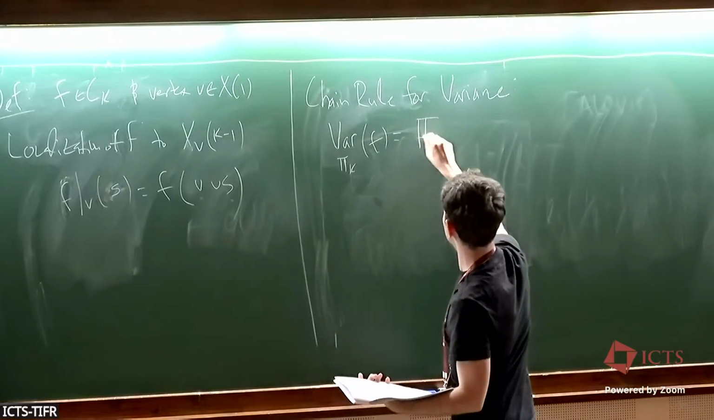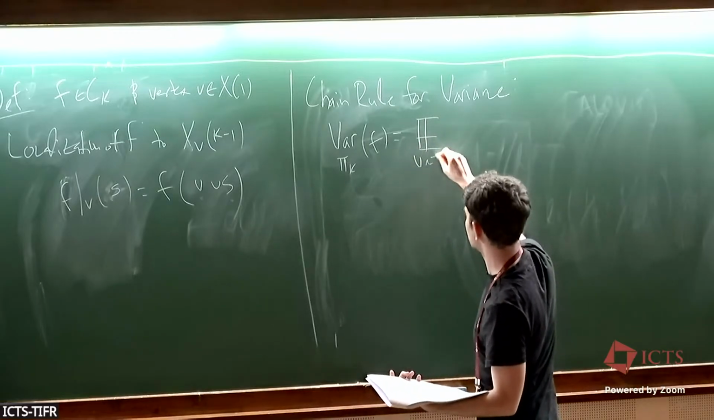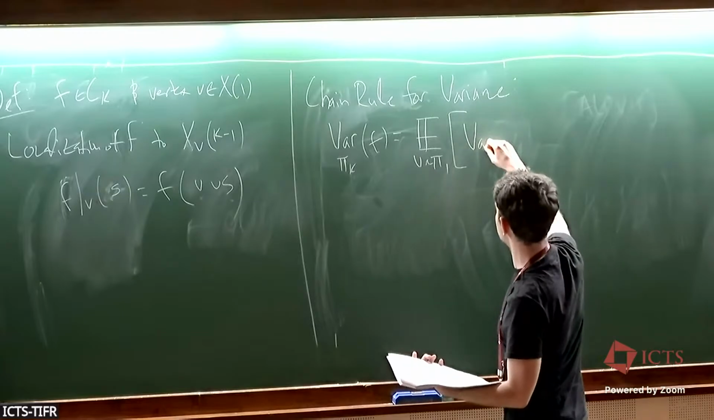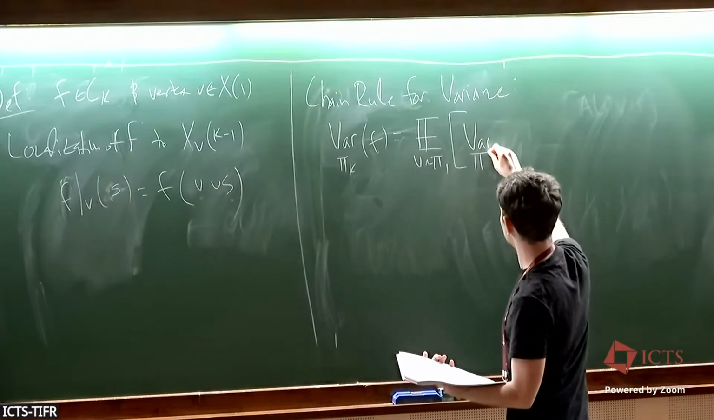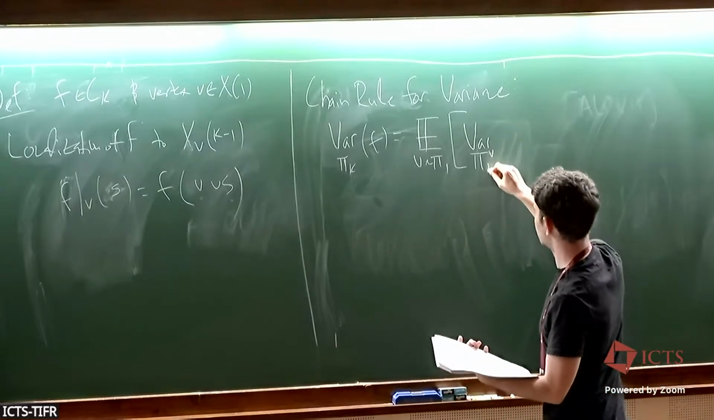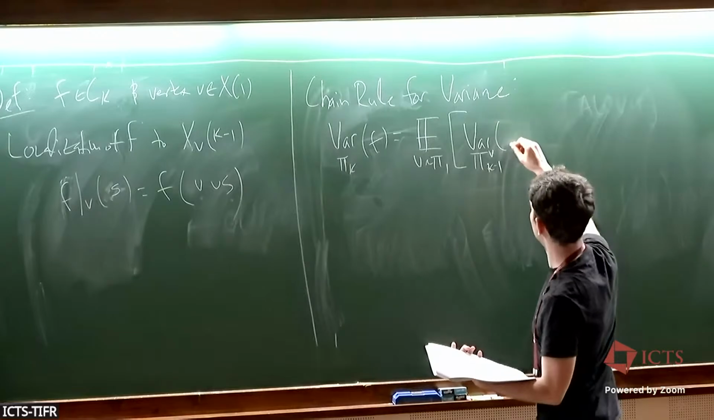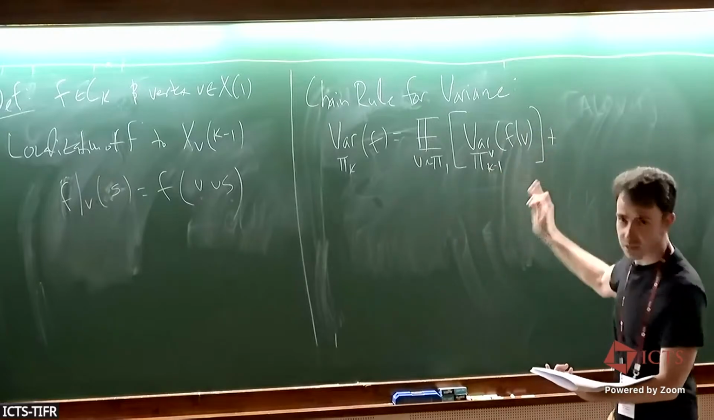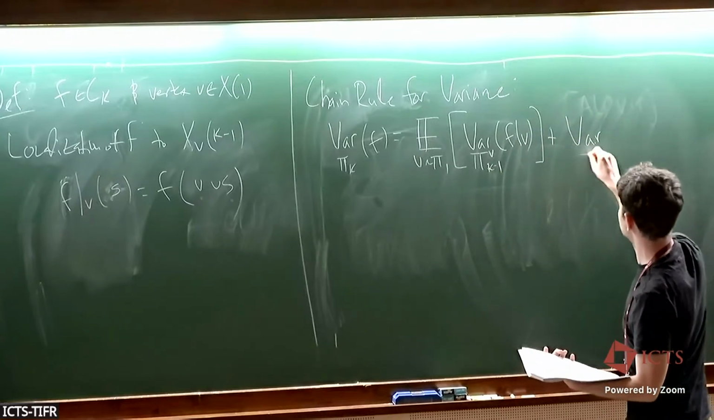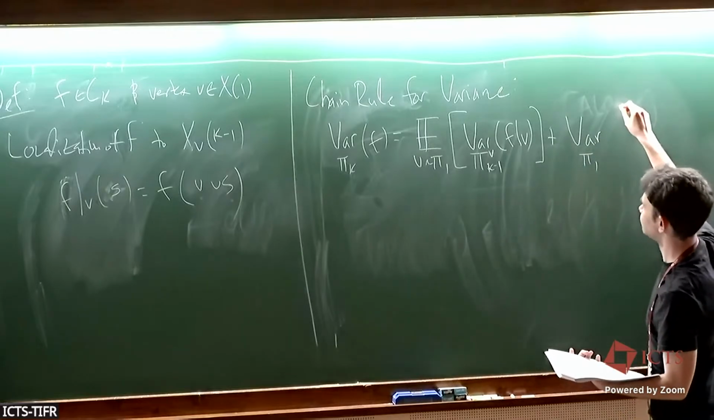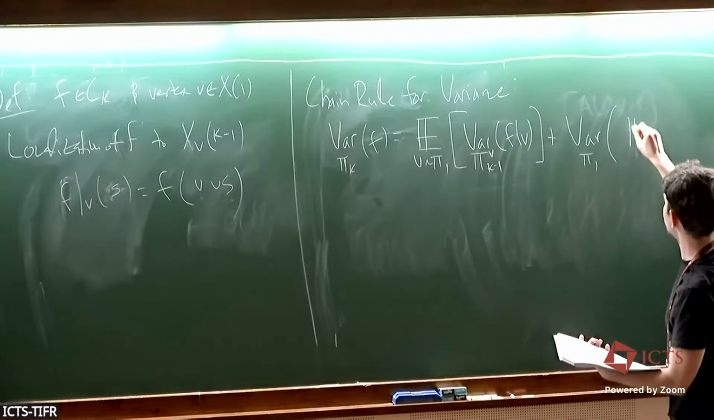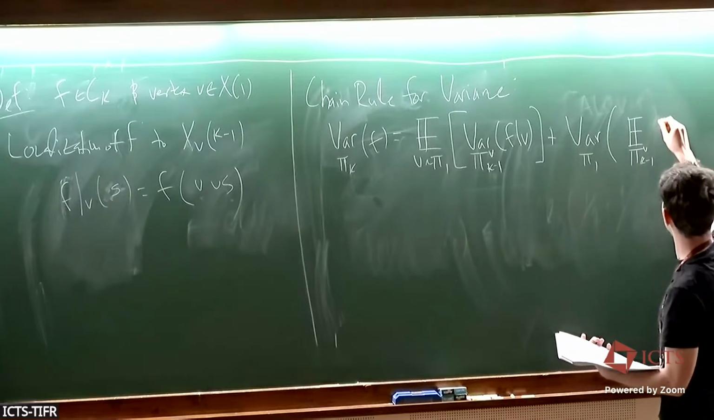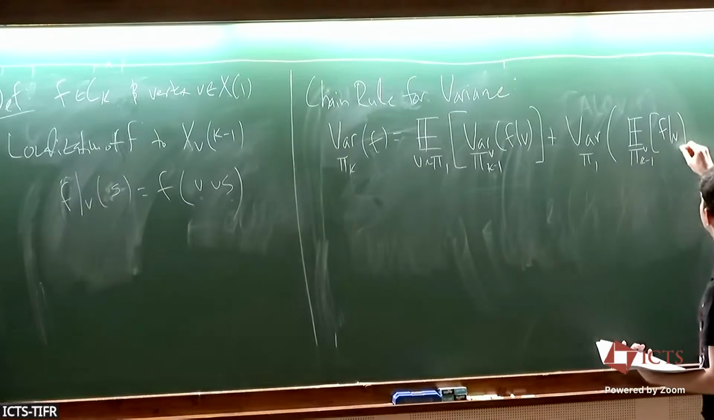Okay, what do I mean? The expectation over a vertex v drawn from pi 1 of the local function, the variance now over the link distribution, the variance over the link of v at level k minus 1 of f localized to v, plus the variance over pi 1 of the expectation over the link of v of f restricted to v.